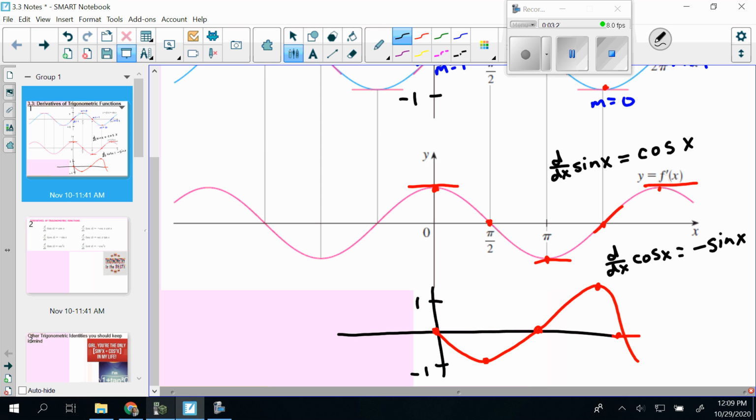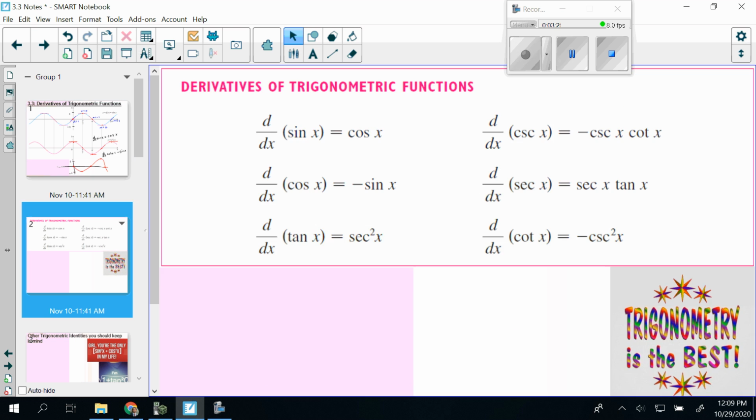And so those are two derivatives that you are going to need to know. They're pretty important ones here. Derivative of sine is cosine. Derivative of cosine is negative sine. From these, we can figure out derivatives of our other trig functions, such as tangent, cotangent, cosecant, and secant. And you can see them listed up here, what they end up being.